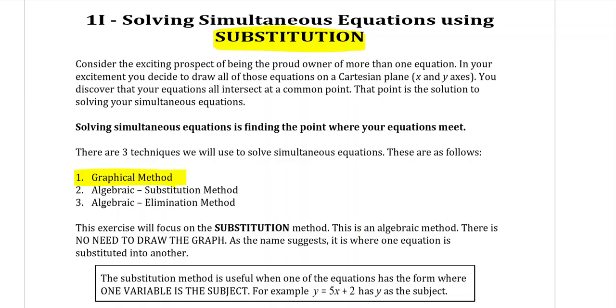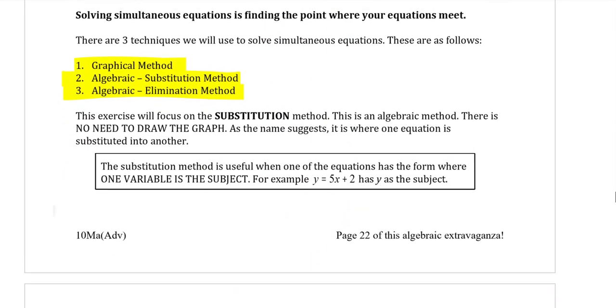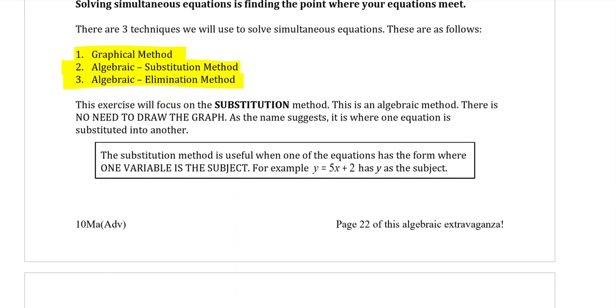So there are two algebraic methods, the substitution method, which we're learning today, and the elimination method. The substitution method requires you to get one of the equations rearranged to have one of your pronumerals by itself. So it says here, for example, something like y is equal to 5x plus 2. The y is by itself on one side of the equation, which means that I can sub it into the second equation. So that's perfect when you have one letter, like this one here, the y, all by itself.